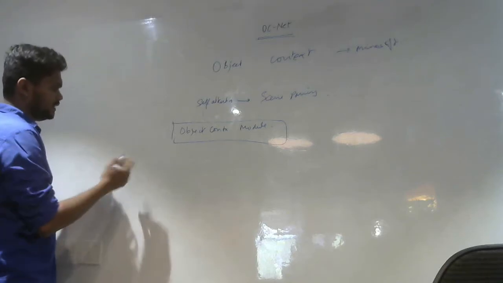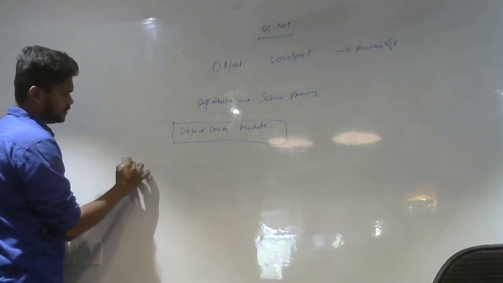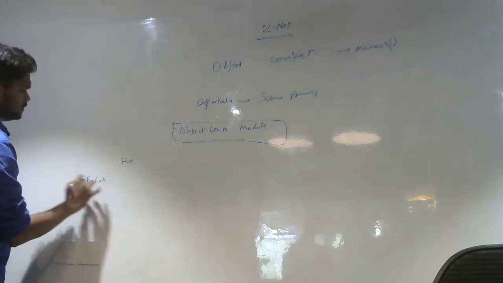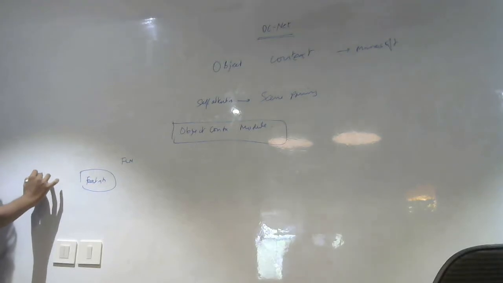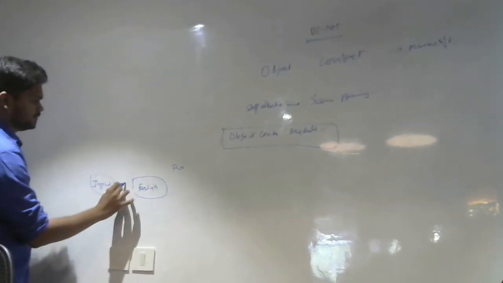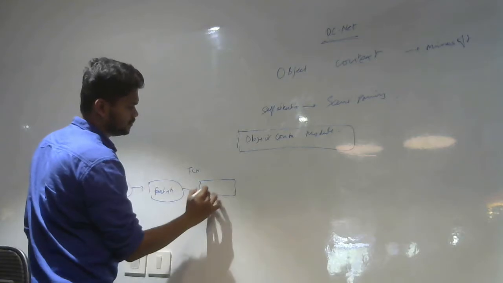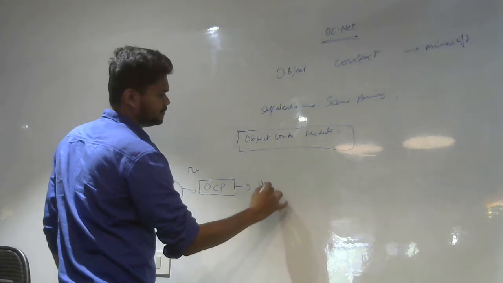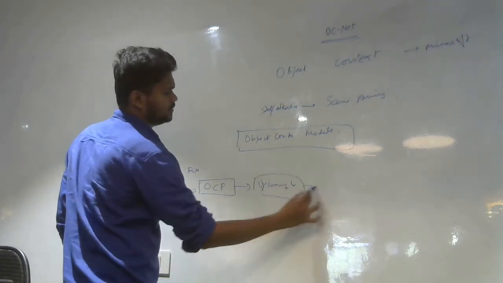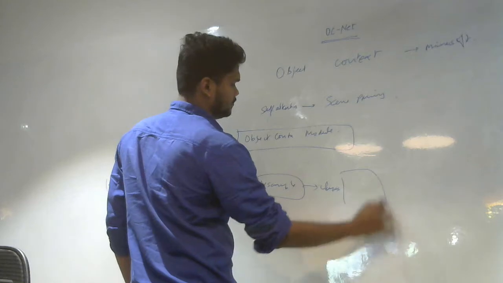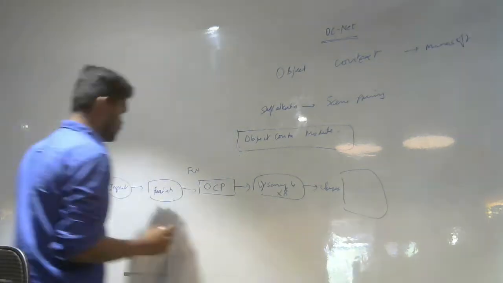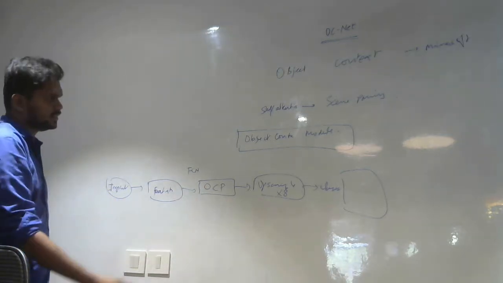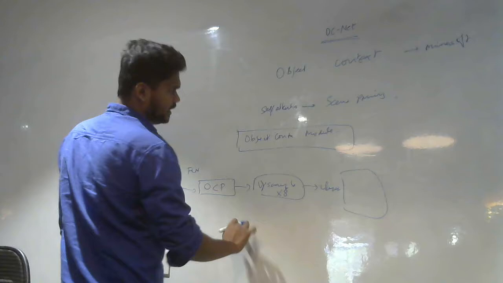Say if you take an FCN, you have the image, you have the feature extractor, then you have this OCP module, as they call it, then you upsample it, then you classify it. So they have fit this into the existing network. What this basically does is, they have split it into two functions.